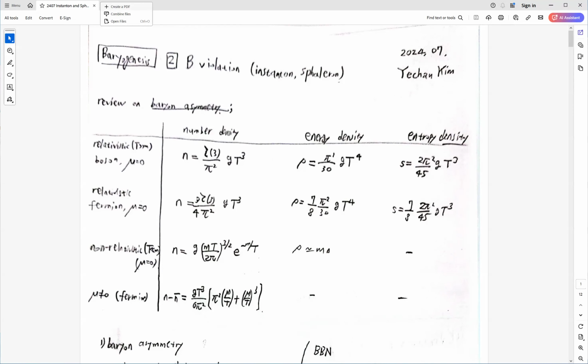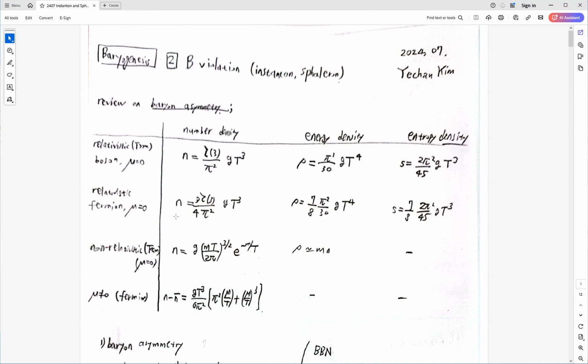Okay. So today, continuing the previous videos, I will talk about some baryogenesis. In the previous video, we discussed the number density and energy densities in the equilibrium thermodynamics of the early universe.